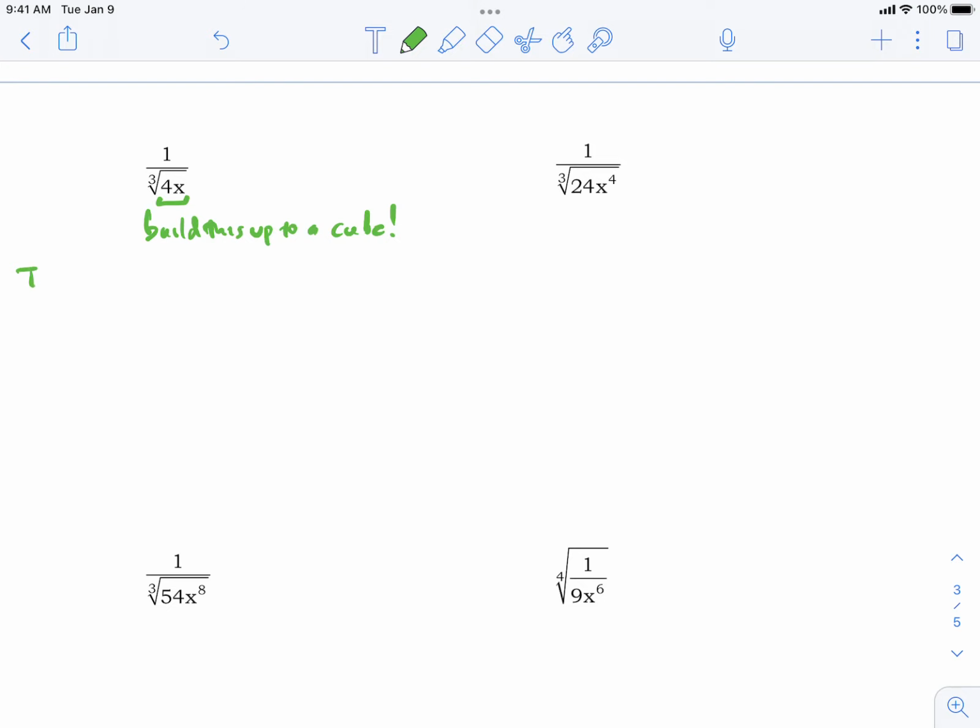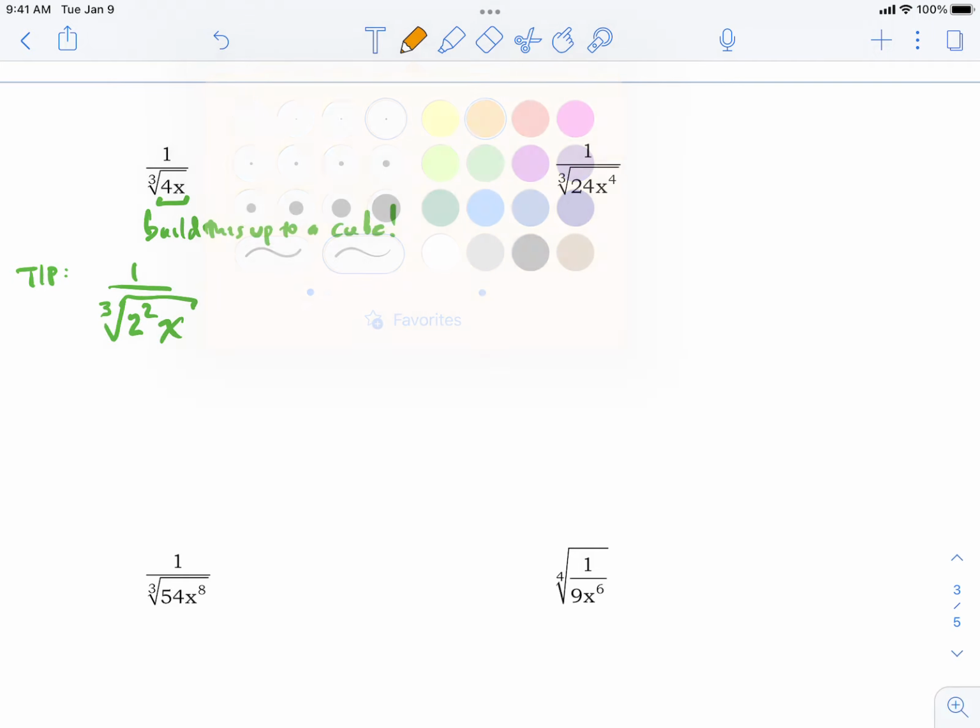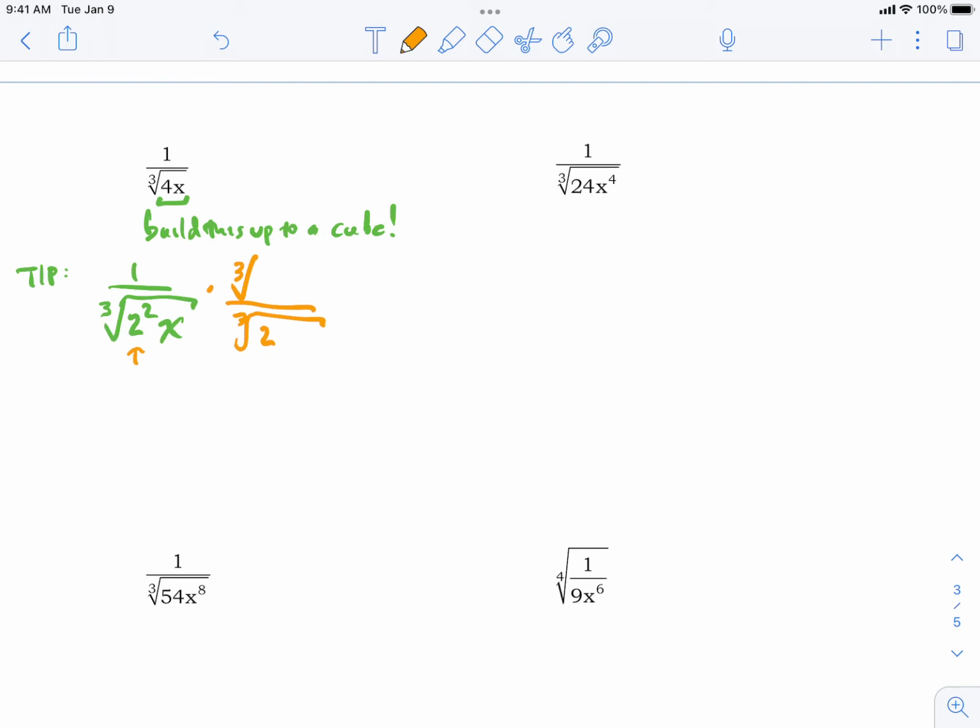Now, tip. You could think of that as 4 to the 1 power, which means I have to multiply by 4 to the 2 power. But think of the 4 as a 2 squared. Right? You already have a 2 squared. That's pretty cool. So think of the 4 as a 2 squared, and then you don't have to multiply by as much stuff. If I want to build up a cube inside, this is going to need another 2 to make it a 2 cubed. X is going to need to be multiplied by x squared to make it x cubed. So there's the trick. We're multiplying top and bottom by the cube root of 2x squared.